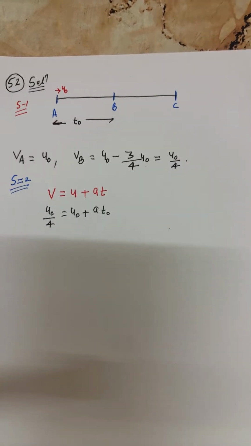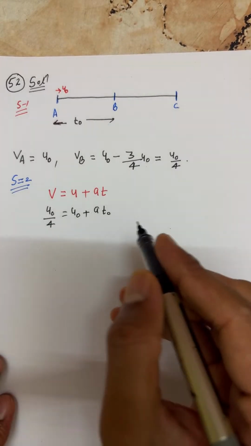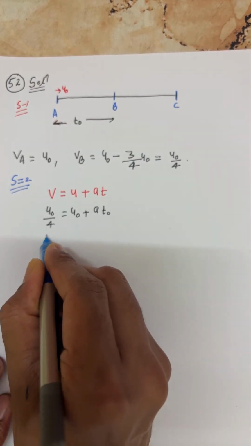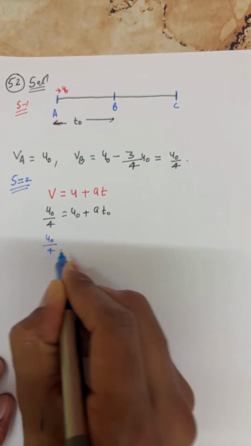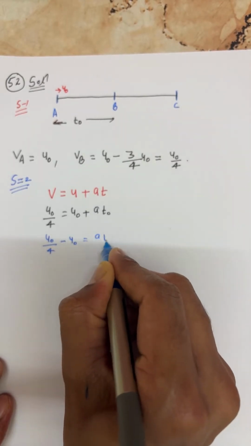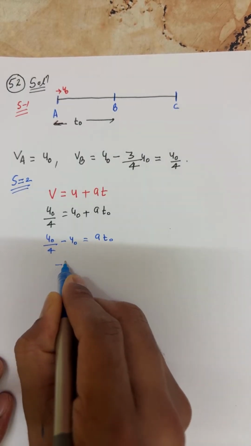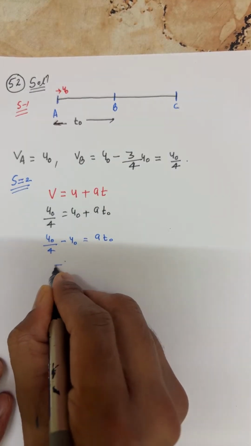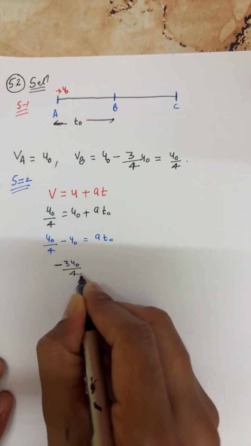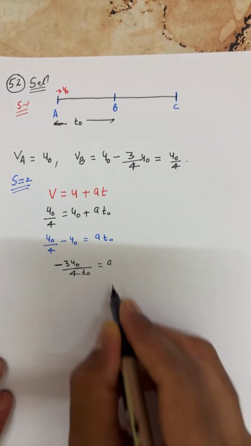So from this equation we will get the acceleration value. Separate it here, left and right. We can see u naught by 4 minus u naught is equal to a into t naught. So we can write minus 3 u naught by 4 upon t naught, which is equal to the acceleration.